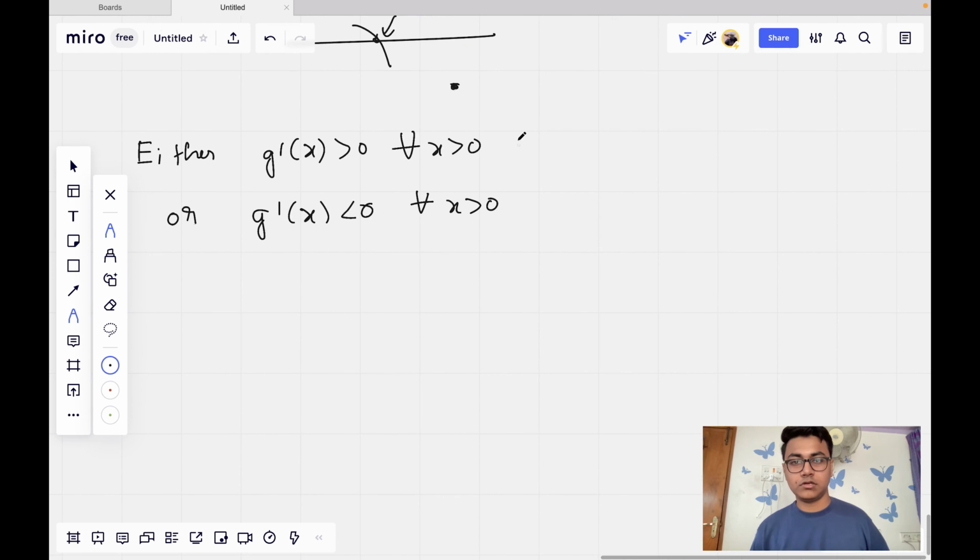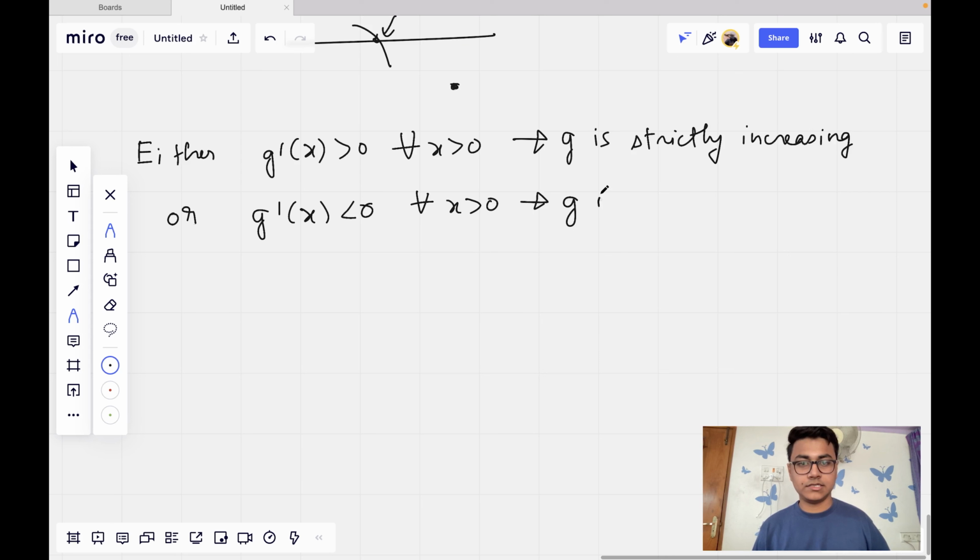And as we know, this condition means that g is strictly increasing, and this condition will mean that g is strictly decreasing. The question asks us to prove that this is actually the correct condition, but we will see why. We will show why this condition can't be possible.